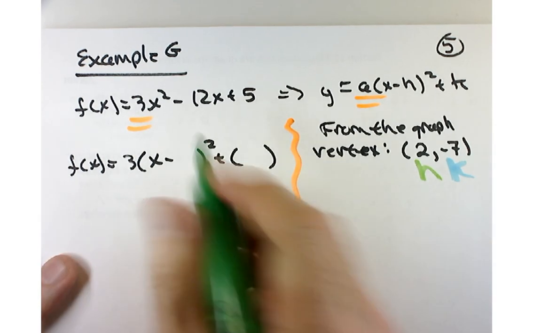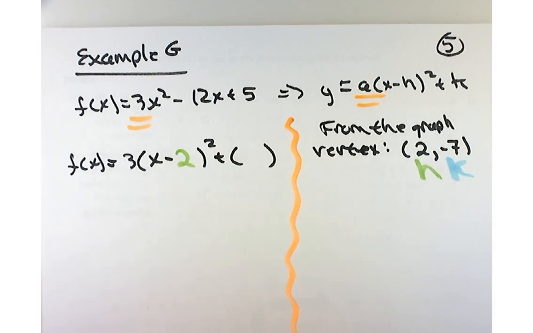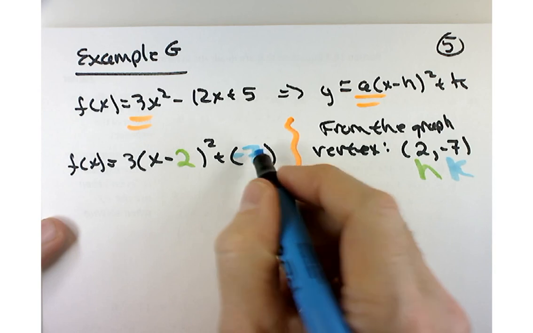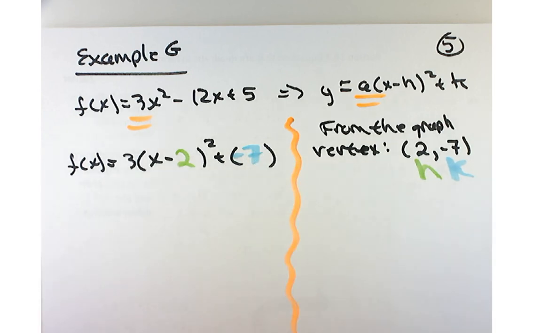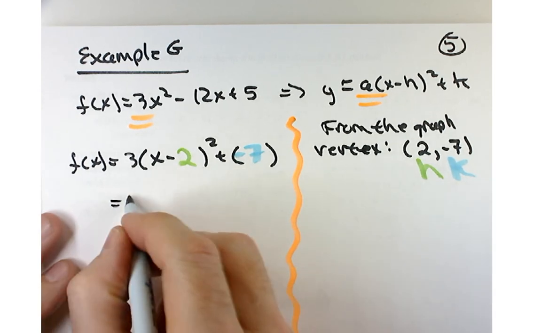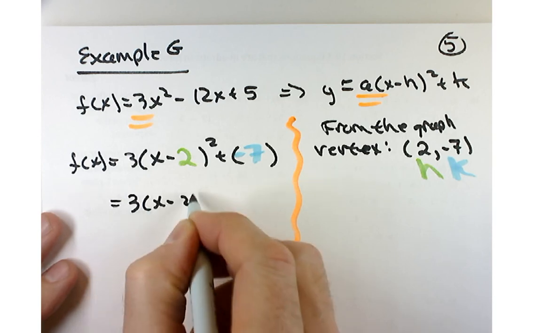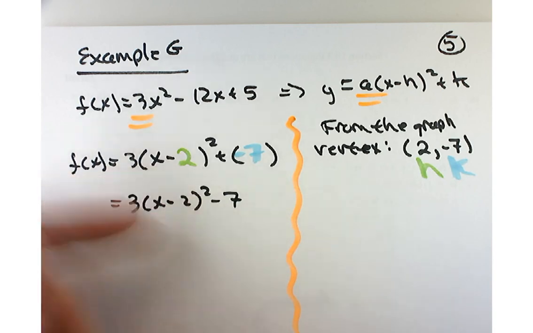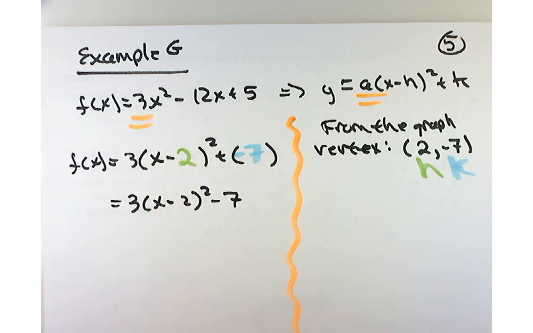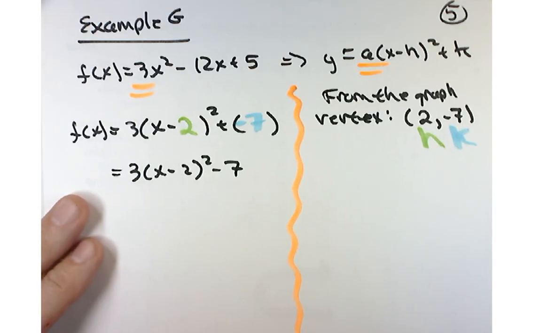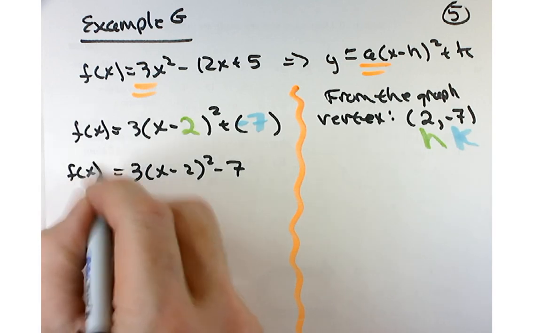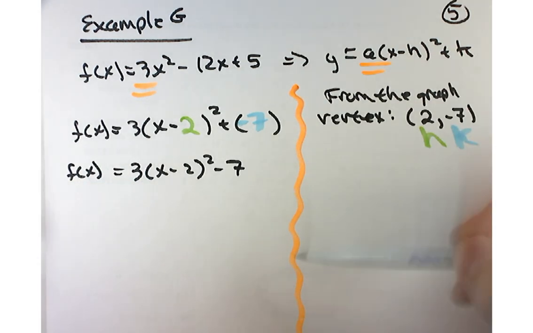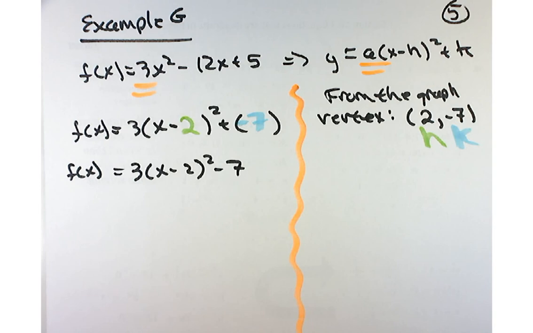H in this case is 2. K is -7. And I'd probably be happier to see this as 3 times X minus 2 squared minus 7. Although I'm not going to mark you wrong if you write it like this plus a -7. It's still the same, no big deal. So that's my f of x. So we've got 2 different equivalent forms now that we can finish graphing this with.